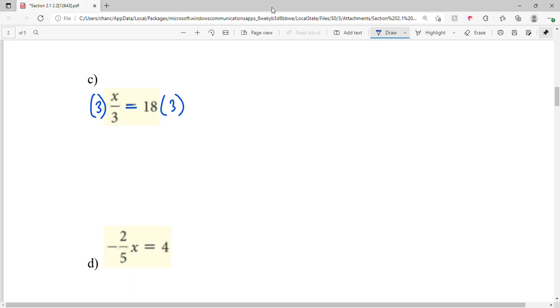And so what happens here is I could put this over a 1, and look, we can reduce. The 3 divides by 3, you get a 1. The 3 divides by 3 on top, you also get a 1. So we get x equals, and now I can multiply 18 times 3. This is equivalent to 54, and that's our solution.